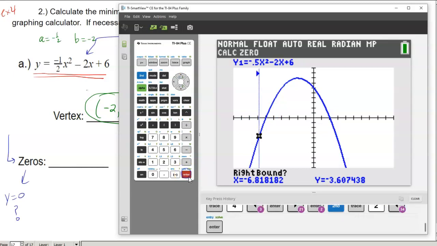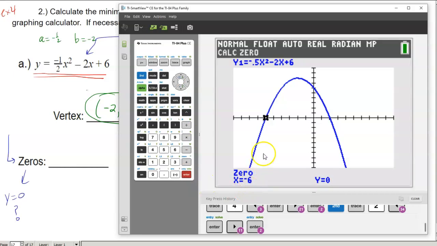I'm trying to get this one right here. I'm going to say OK. And then I'm going to go a little bit to the right of that 0. And then click Enter, and then click Enter one more time. And then it's going to go exactly to that 0. So -6 is going to give me a y equals 0. So one of the zeros is -6.